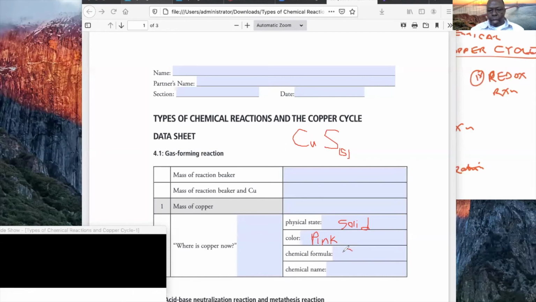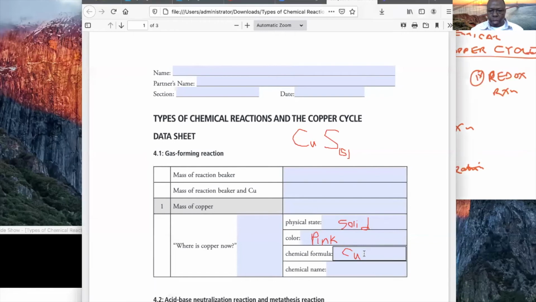Chemical formula, and then I'm just going to write based on the cycle. Remember the cycle I showed you. You have to indicate this is not part of this. So I'm just going to indicate S here. This is S, and I'll just have to write the chemical formula and then the chemical name.